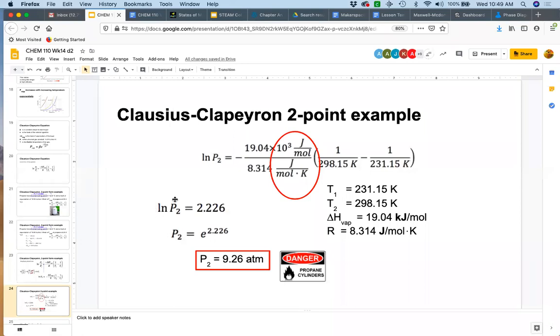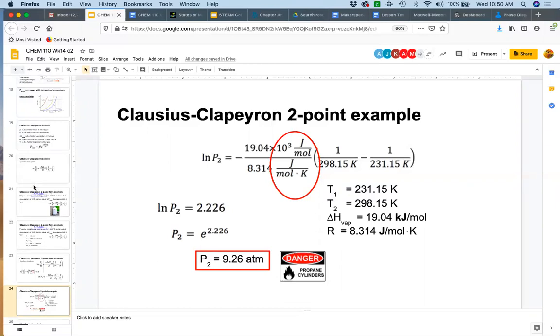Then, in order to cancel my natural log, I have to do e to the value. Right? So e to both sides is going to cancel my natural log, and so I'm left with P2 equals e to the value of 2.226. Double check my calculator math. And I get 9.2627.